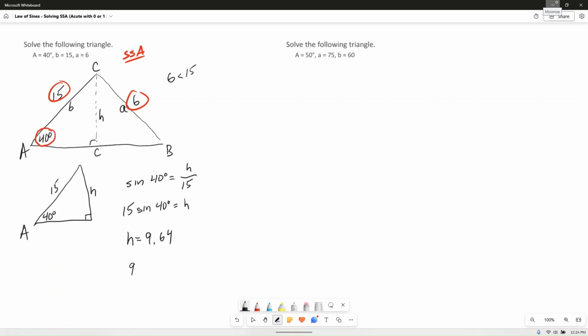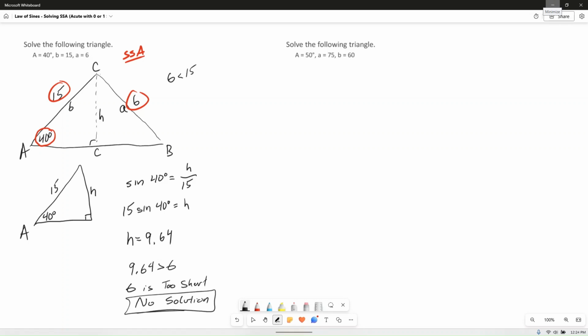Okay, so what we should observe then is that this 9.64, the height of the triangle, is actually greater than the opposite length of 6. Okay, so that means the 6 is too short. That means it will never touch. That was that illustration we had where we could swing the opposite side back and forth, but it was too short. So in this case, there is no solution. Okay.